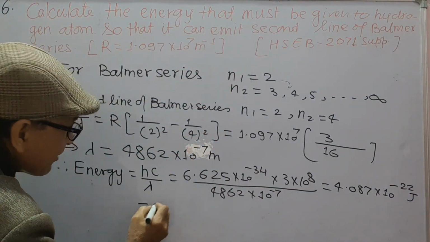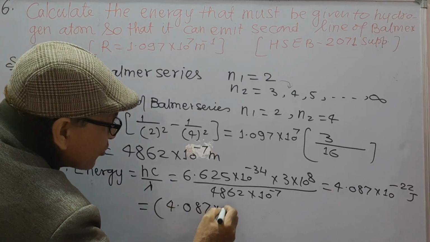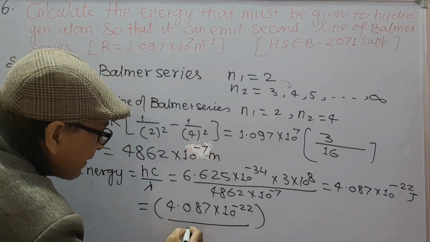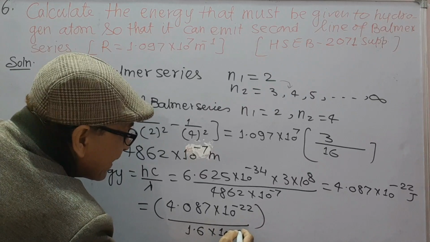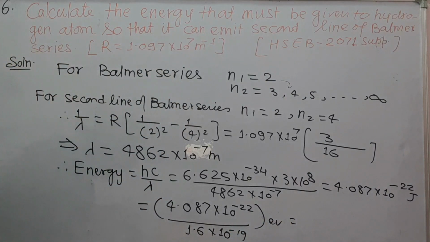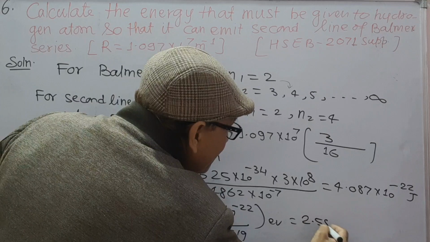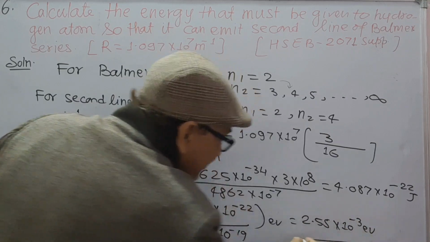Or in electron volt it will be 4.087 into 10 to minus 22 divided by 1.6 into 10 to minus 19 electron volt, which comes to be 2.55 into 10 to minus 3 electron volt.